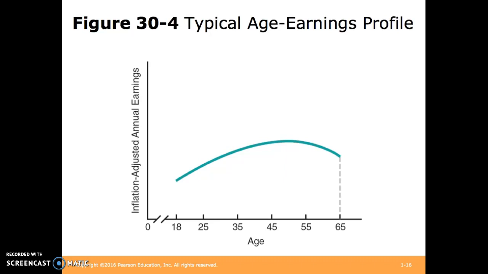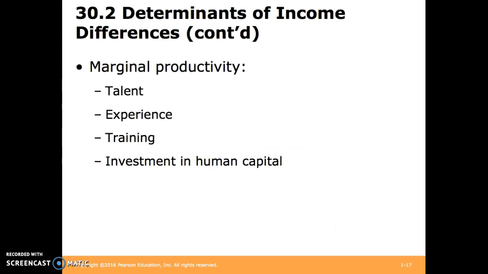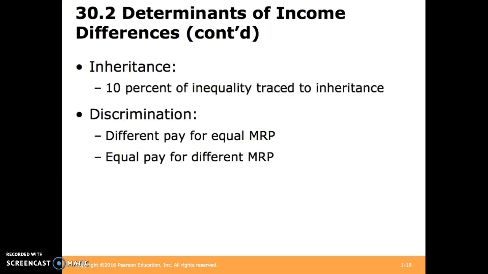Here's the typical age earnings profile. You can see the rise from about 18 until roughly 50, where it starts to decline until retirement at 65. Marginal productivity depends largely on talent, experience, training, and investment in human capital. This is roughly how good you are at your job compared to the other person.